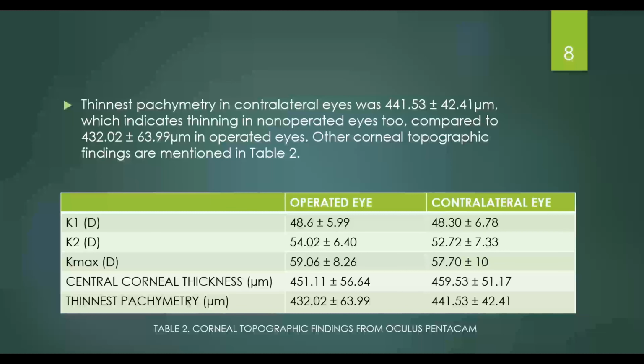The thinnest pachymetry in contralateral eyes was 441.53 micrometer with a standard deviation of 42.41 micrometer, which indicates thinning in the non-operated eyes too, compared to the 432.02 micrometer in the operated eyes. Other corneal topographic findings are mentioned in the table below. So we can see that even in the non-operated eye, there are findings of keratoconus and thinning.